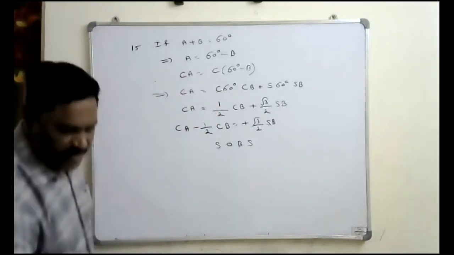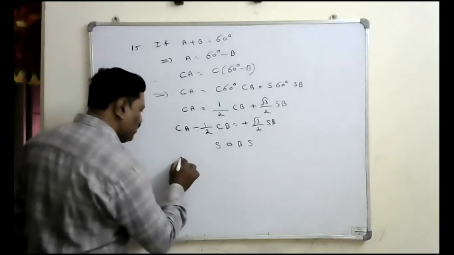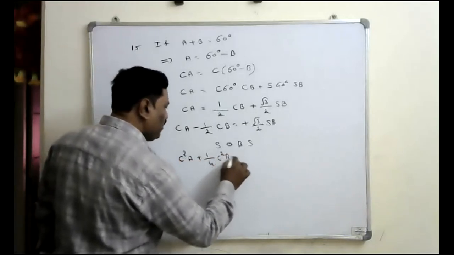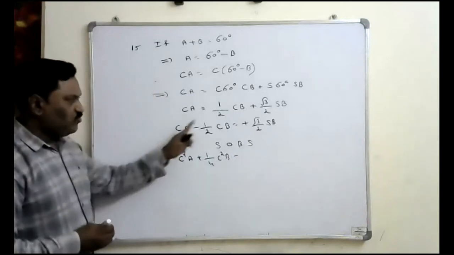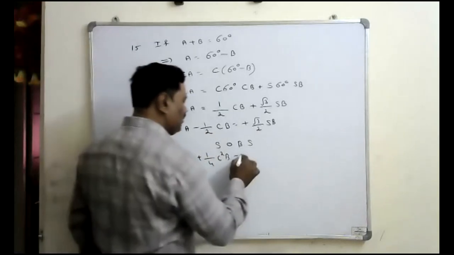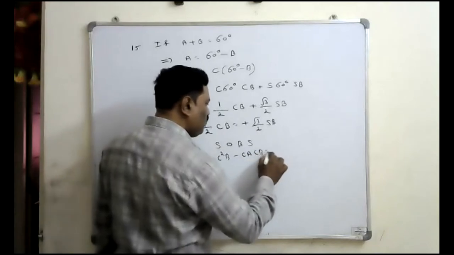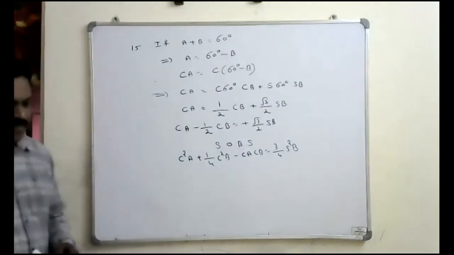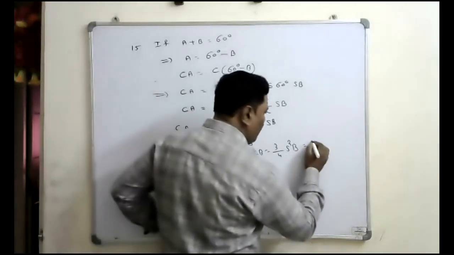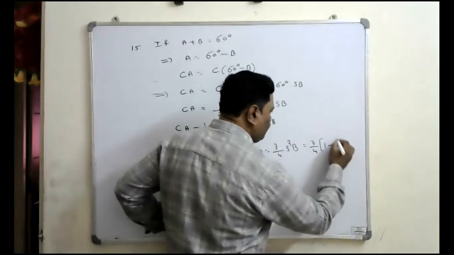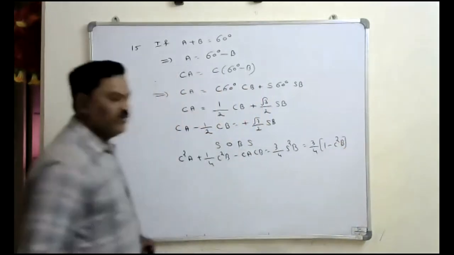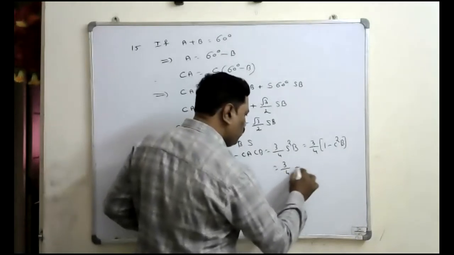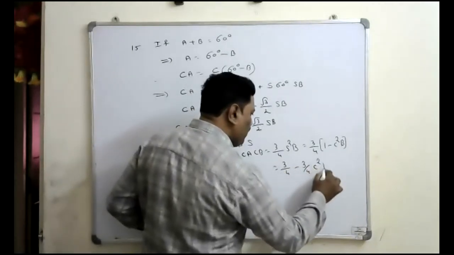If you square it on both sides and expand this, we get cos square A plus 1 by 4 cos square B minus 2 cos A into 1 by 2 cos B. So 2 gets cancelled. Then we get cos A cos B is equal to 3 by 4 sin square B. Again, that sin square B we write as 1 minus cos square B, multiplied by 3 by 4, which is 3 by 4 minus 3 by 4 cos square B.